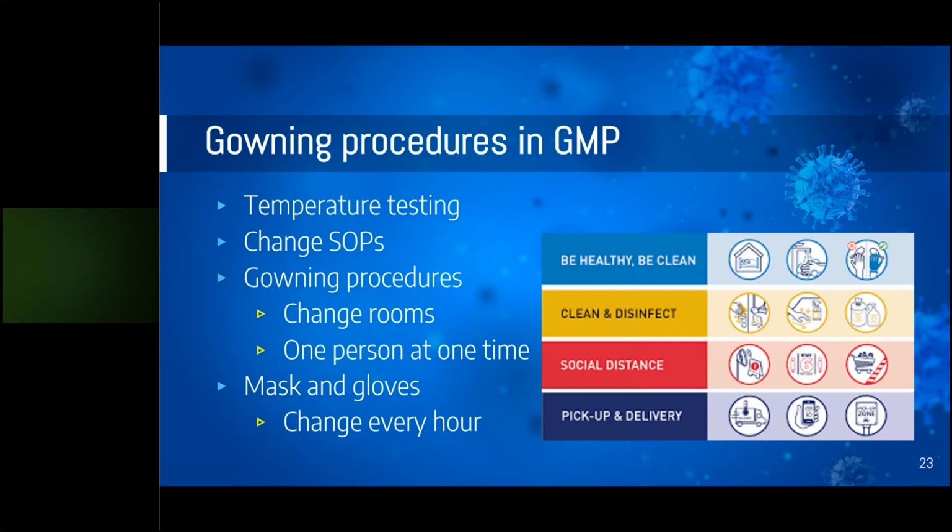Governing procedures in GMP. There's a need to restrict the number of employees on site. For the essential employees in the facility, procedures need to be in place to minimize the chances of infection. New procedures need to be written and personnel trained on them. Next slide, please.